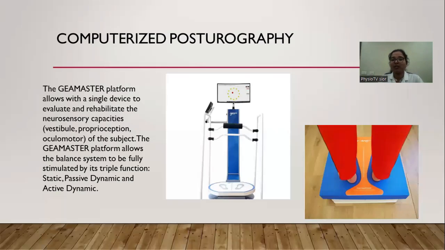This is the equipment which consists of a platform, which with a single device is used to evaluate and rehabilitate a person. So here in the figure you can appreciate this device. This is a force platform, which includes the footprints where the person has to put both the feet accordingly. This is a patient's display, where the patient gets a visual input of what is to be done and how he is performing. So it is a patient's visual feedback.